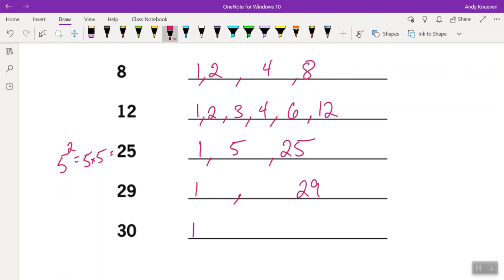30, we have 1 and 30. And it's even, so 2 and 15, 3 and 10, and 4 doesn't work. 5 ends in 5 or 0, so yep, 5 and 6. So those are all of our factors for 30.